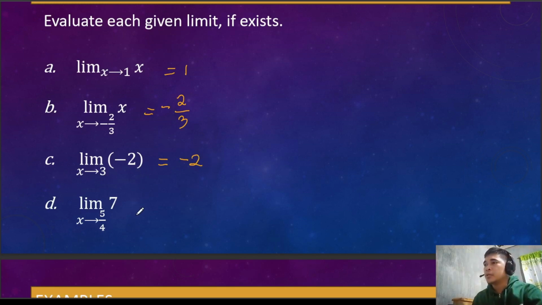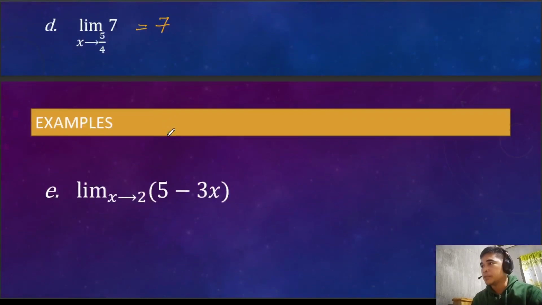Okay? And also, letter D, limit of 7 as x approaches 5 over 4. Since this is a constant, that is also its limit. This is applying theorem 1.2.1.